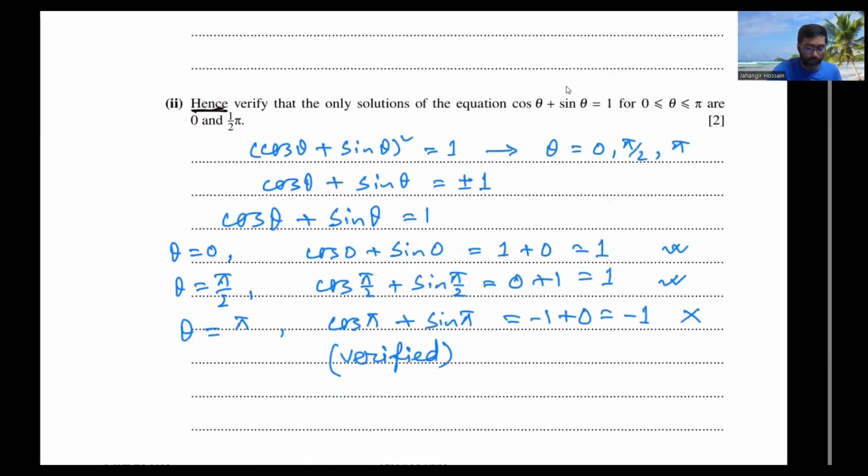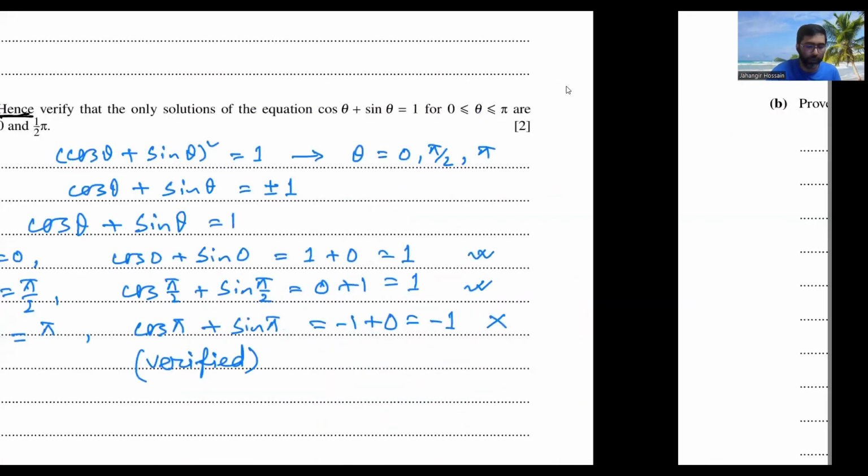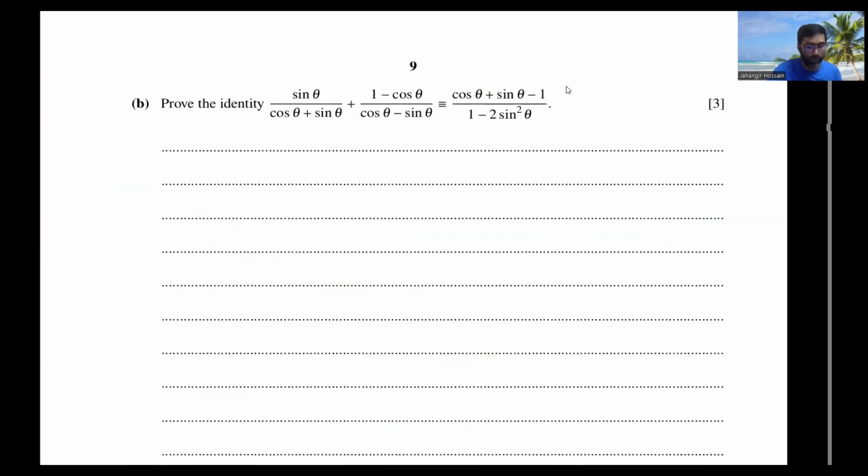Is there any other part? There should be part B of this question 7. So let's move on to part B. In part B, you have to prove the identity, left hand side equal to right hand side. You see, the right hand side is more complicated, so let's start with the left hand side.